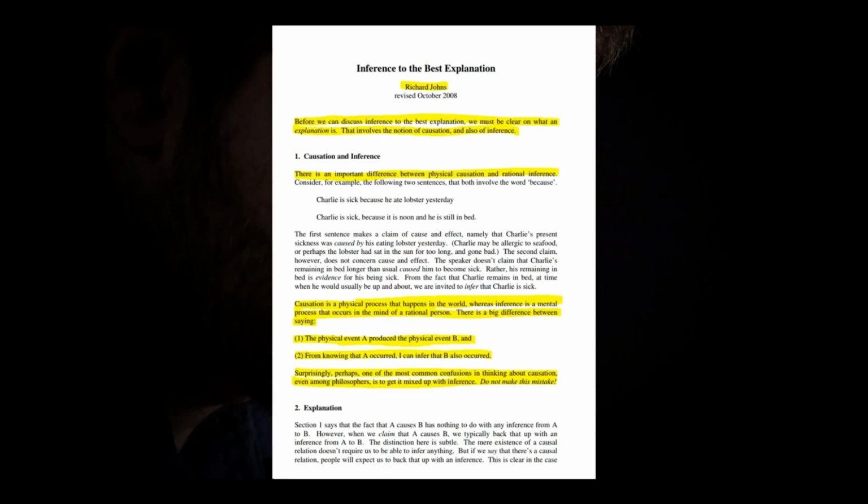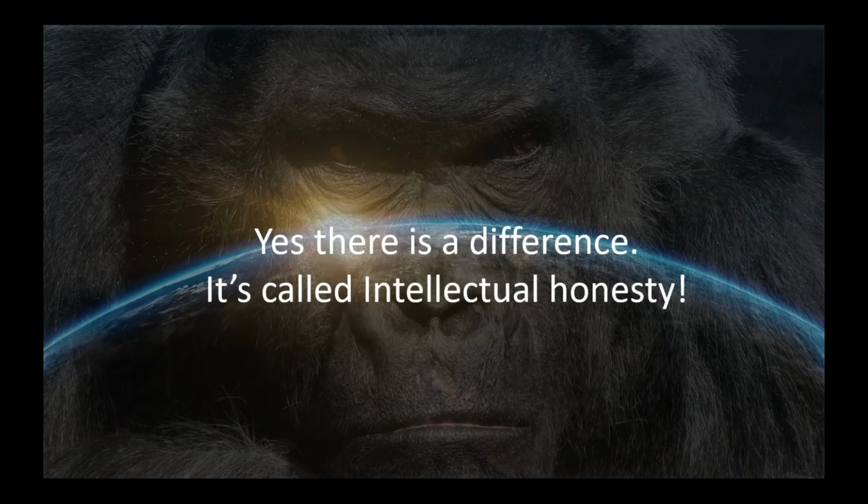Causation is a physical process that happens in the real world, whereas inference is a mental process that occurs in the mind of a rumpus or a geostrieber. There is a big difference between saying the physical event, the egg physically moves, or changing the density of the medium produced the egg moving, and knowing that an event or a gravitational force exists, that I can infer that that caused the movement. There is a big difference between the two.